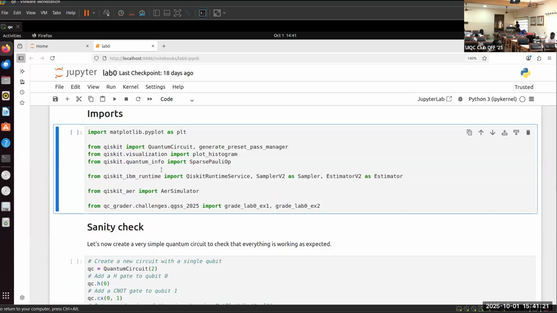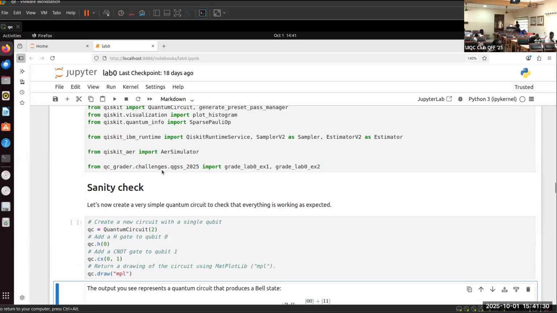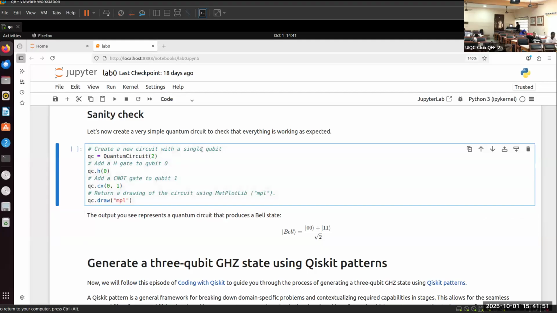Here, IBM runtime, I run this. I'm trying to import the necessary libraries. And then this runs successfully. Now this is a sanity check, just to check whether everything you have imported runs as expected. Now what they said here is that you are creating a new circuit with a single qubit. Now create a new circuit with a single qubit. Now this is QC with 2 qubits. So this is not correct. It should be a single qubit, not 2 qubits.